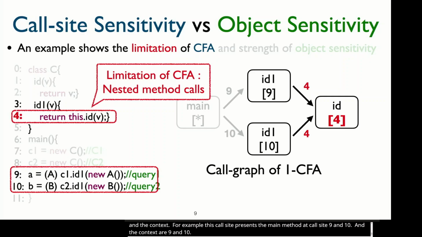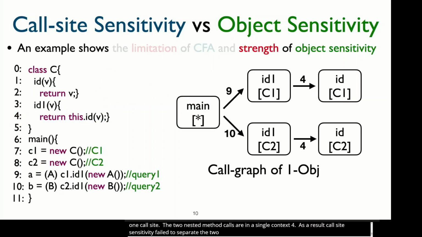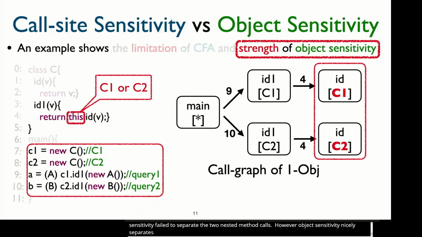The limitation of call sensitivity is nested method calls. In this example, the method ID is called under one call site. The two nested method calls are merged into a single context 4. As a result, call sensitivity fails to separate the two nested method calls. However, object sensitivity nicely separates the two nested method calls. As the nested method calls are called under two different objects, object sensitivity nicely separates the two nested method calls with the object.